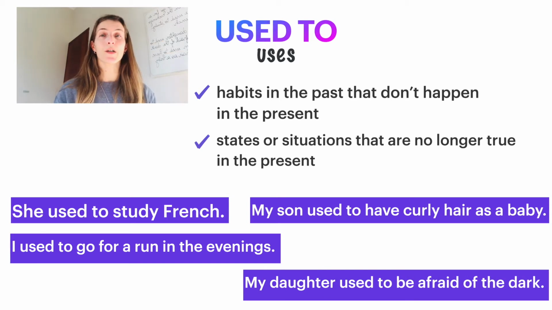Another example, the last one. My daughter used to be afraid of the dark. Mi hija solía tenerle miedo a la oscuridad. But now she's grown out of that. Ella ya creció y superó ese miedo que tenía de más pequeña. Okay? Well, now let's continue with used to and the forms.